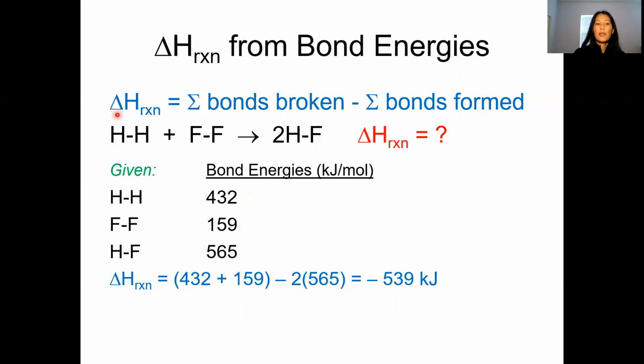What that tells you is that if this reaction proceeds with 1 mole of hydrogen and 1 mole of F2, forming 2 moles of HF, the delta H, it's exothermic and releases 539 kilojoules.